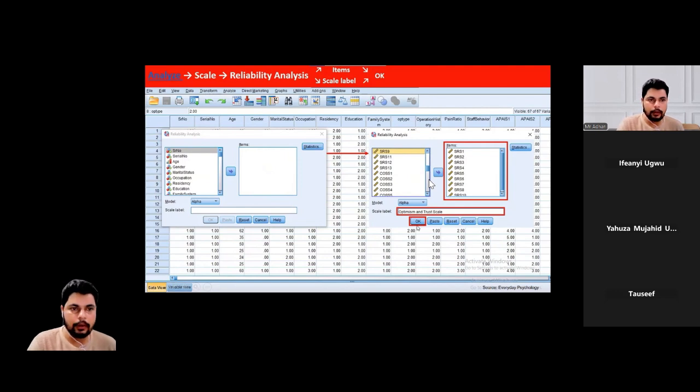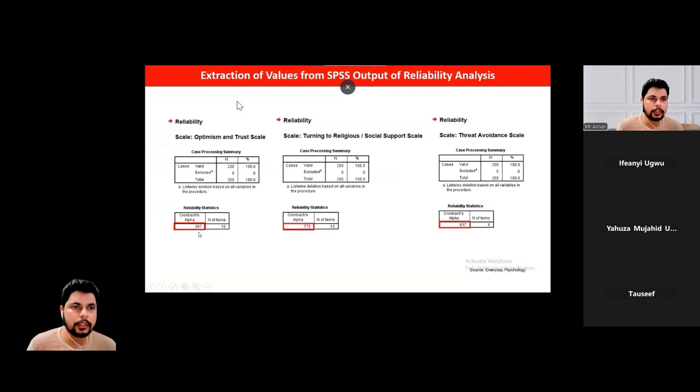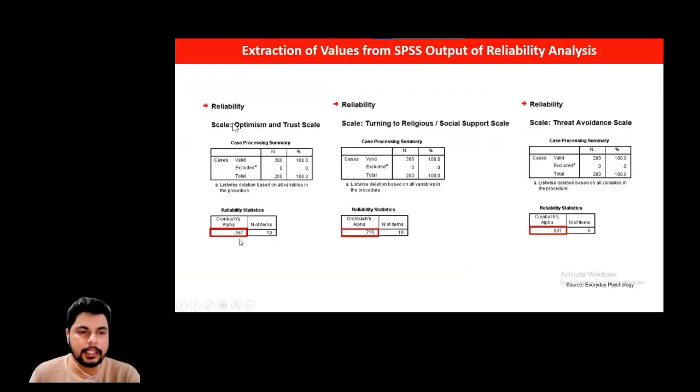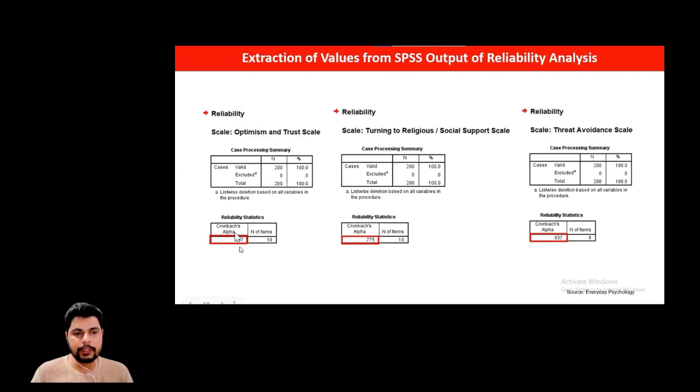When I click OK, you can see this kind of values in the SPSS output. So basically, the value that we need is the Cronbach alpha. In the first scale, for example, optimism, we have the number of items 10. And when we calculated, this Cronbach alpha is 0.67.